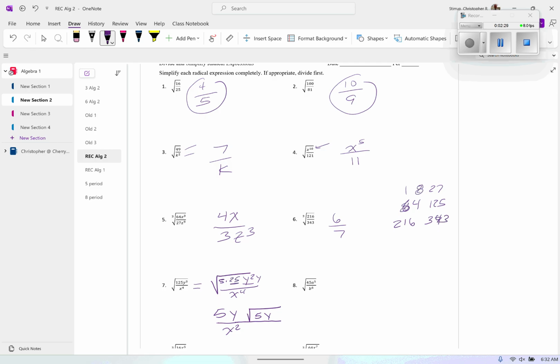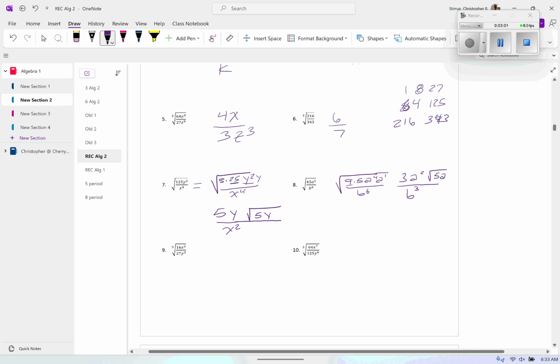Number 8, we're looking for perfect squares. So I know that 9 times 5 is 45. A to the fourth times a to the first is the same thing as a to the fifth. B to the sixth is a perfect square because it's even. So square root of 9 is 3. Square root of a to the fourth is a to the second. Square root of b to the sixth, 2 goes into 6 3 times. And then we have on top, it looks like a 5 and an a. There's your answer.